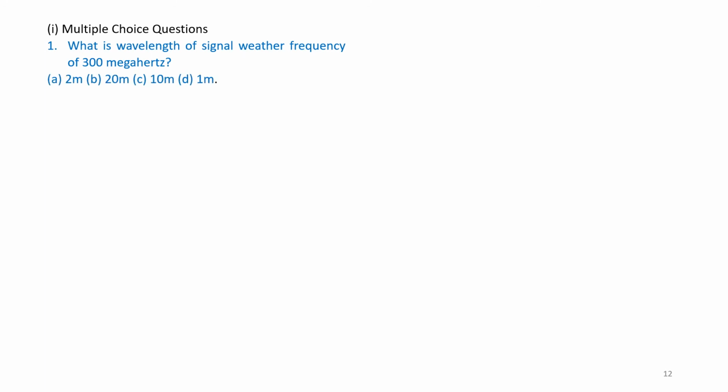Multiple choice questions. What is the wavelength of a signal whose frequency is 300 megahertz? A, 2 meters; B, 20 meters; C, 10 meters; D, 1 meter. Answer: 300 megahertz means 300 into 10 to the power of 6 hertz, that is equal to 3 into 10 to the power of 8. Therefore, lambda is equal to 1 meter. Therefore, the answer is D.